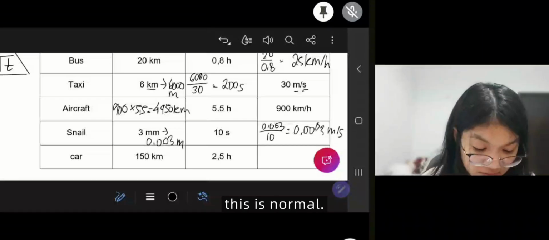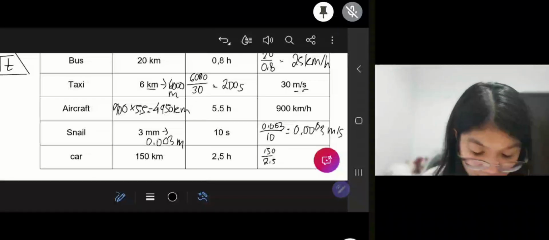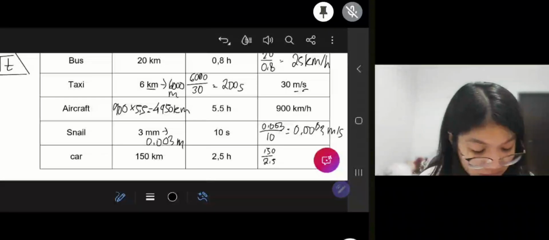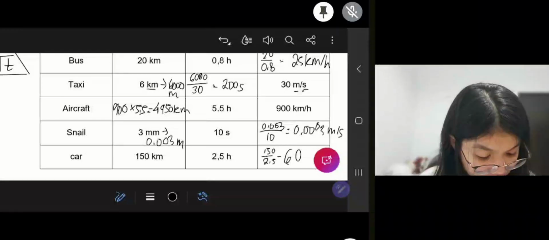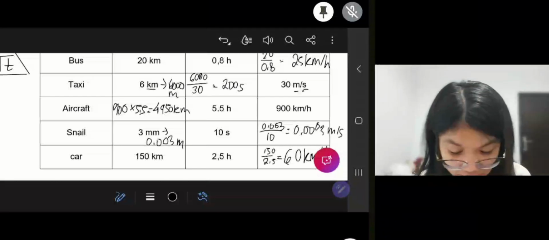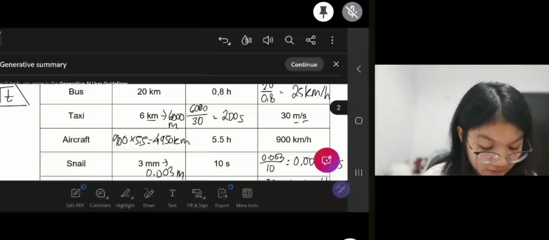And for the last one, this is normal. 150 divided by 2.5 becomes 60 kilometers per hour. And we're done. That's all the questions.